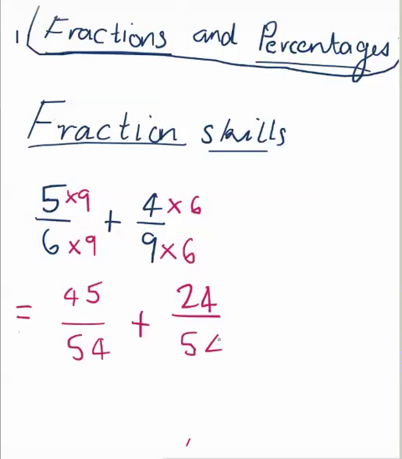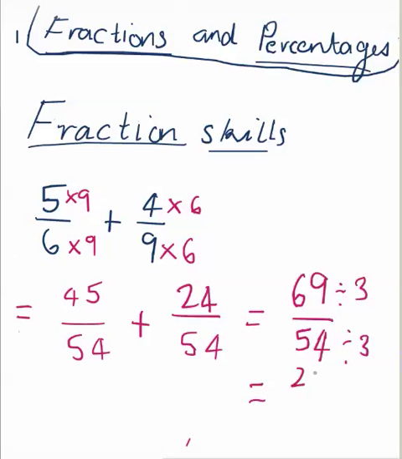over 54. And now that we have the same denominators, we don't add them. It will just remain 54, but we add the numerators. So 45 plus 24 leaves me with 69. Okay, and now we can simplify 69 and 54. A common factor is 3, and you could use your calculator to help you find common factors. That leaves me with 23, and 54 divided by 3 is 18.